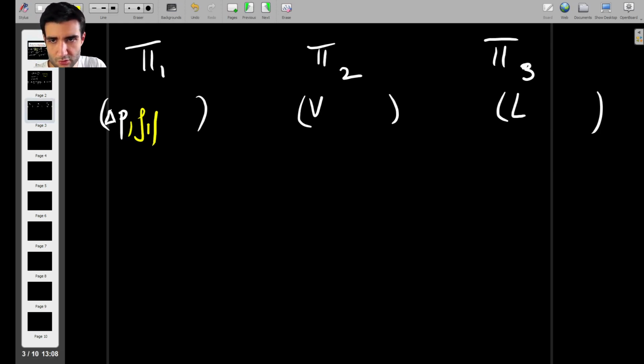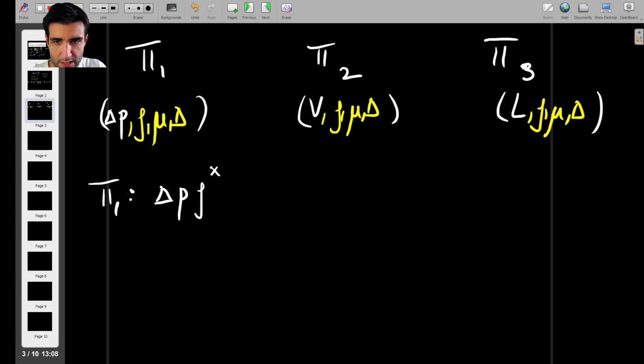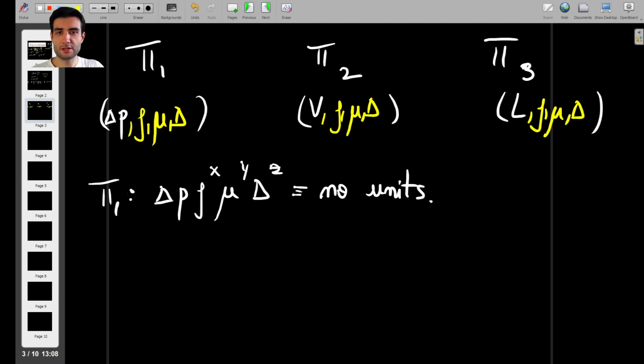So let's put rho, mu, and d, and then rho, mu, and d, and finally rho, mu, and d, like this. Okay. So now we just have to find how those variables are related to each other such that the end result should be dimensionless. So let's start with pi1. So pi1 is going to be delta p, our main variable. And then we have rho to the x, mu to the y, and d to the z. And we say this has no units. And then we're going to write down the units of each variable.